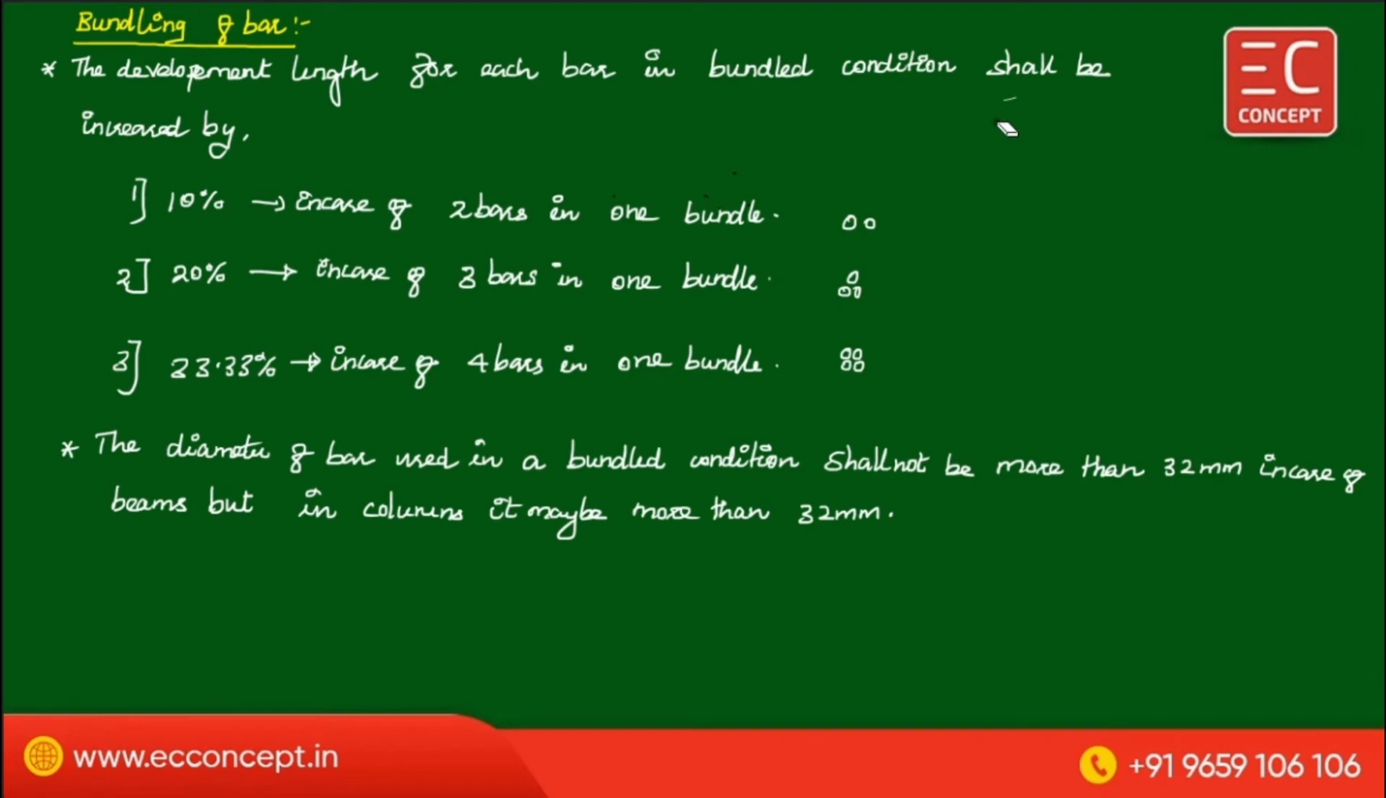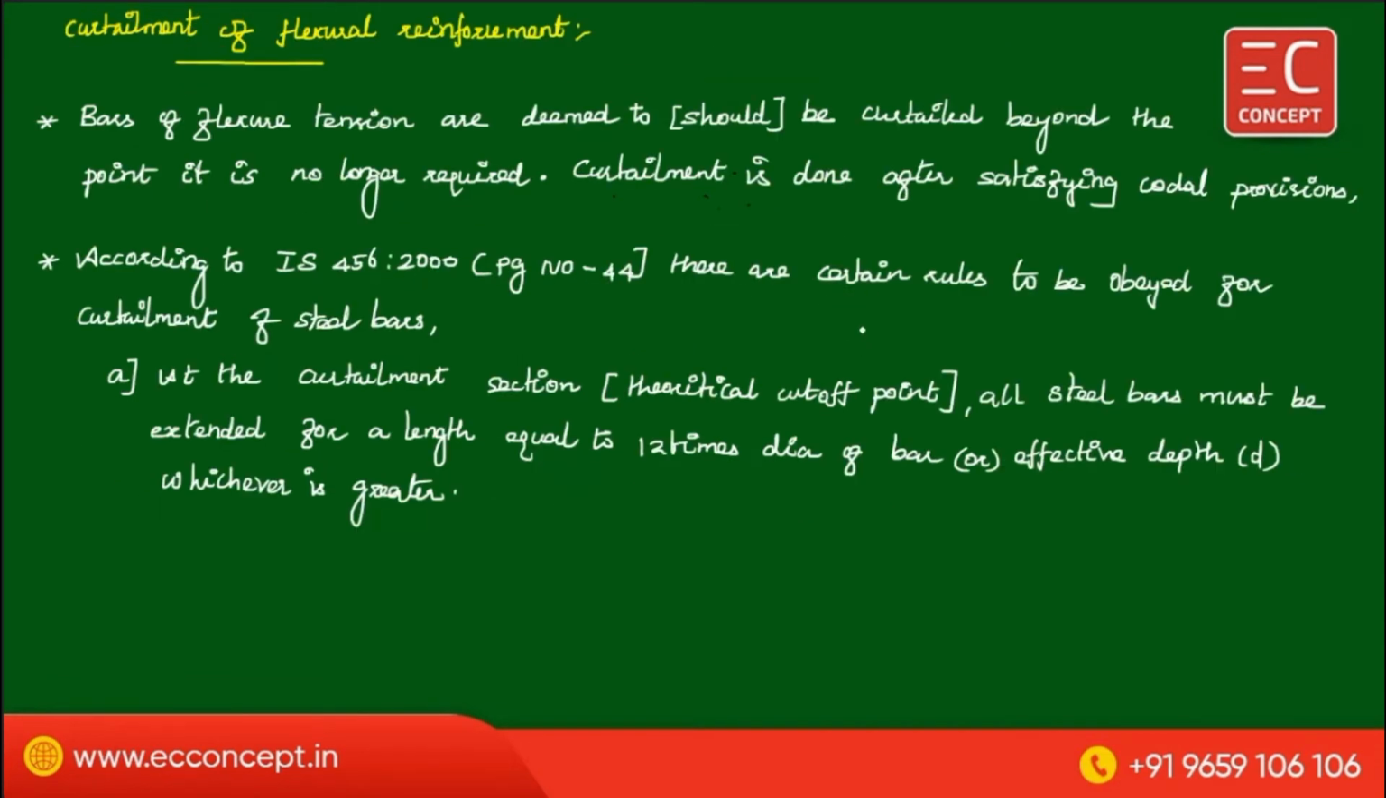This is an important examination question. Repeatedly this was asked. Okay, this is due to bundling of bar. Now, diameter of bar used in one bundle condition shall not be more than 32 mm in case of beam, but in case of column more than 32 also. So this is a bundling of bar, right? In that, one bar diameter should not be more than 32 mm in beam, but in column it can be more than 32 also. Understood?